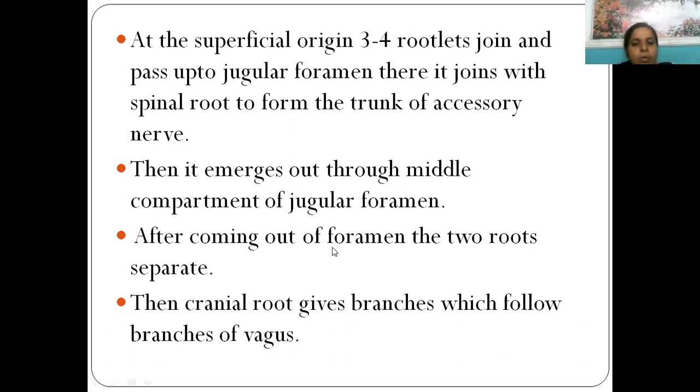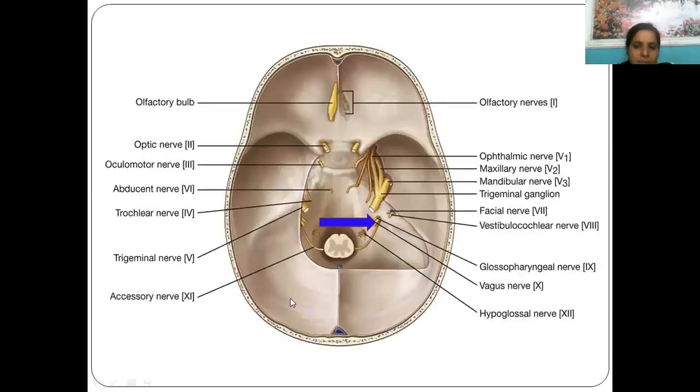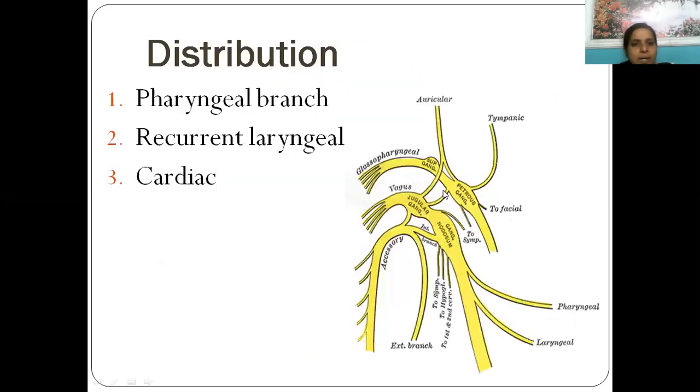After coming out of this jugular foramen, the two roots, the cranial and spinal root, separate. We know the cranial root goes and joins the vagus nerve and gets distributed. You can see this is our jugular foramen. What are the cranial nerves entering into the jugular foramen? 9th, 10th, and 11th cranial nerves will enter. The 12th has a separate passage, the hypoglossal canal for the hypoglossal nerve. So this is our distribution.